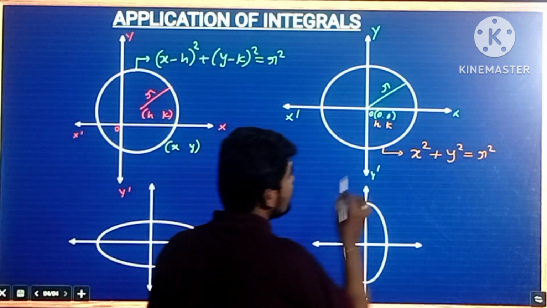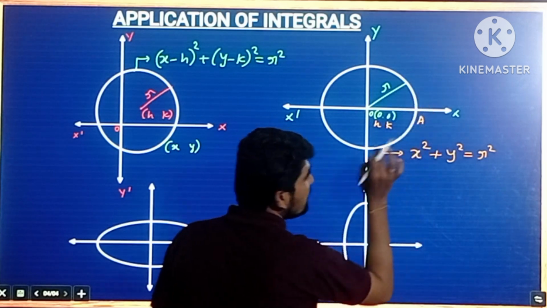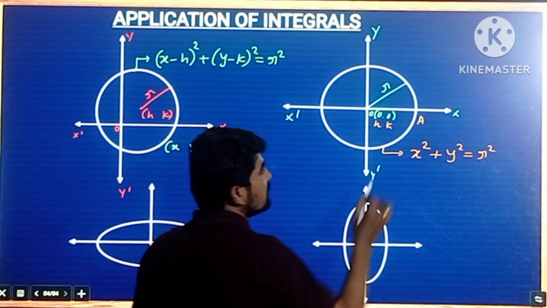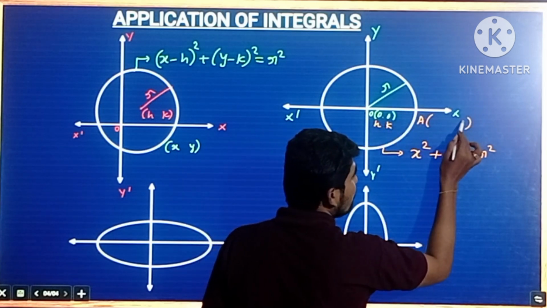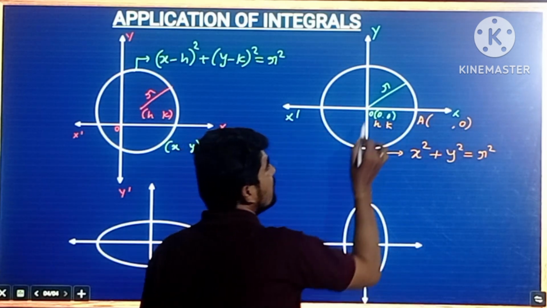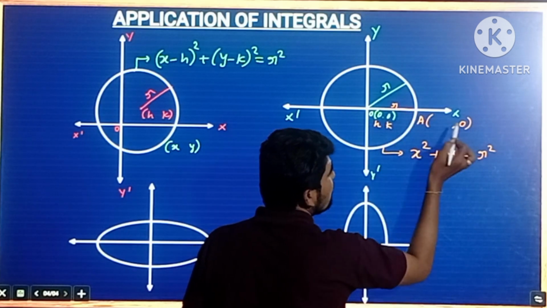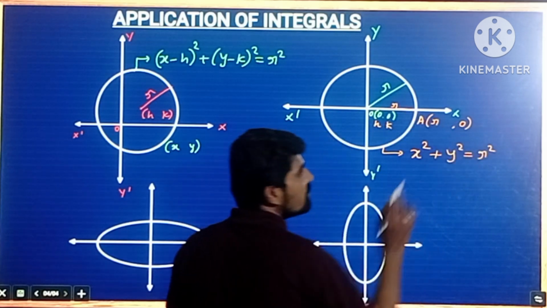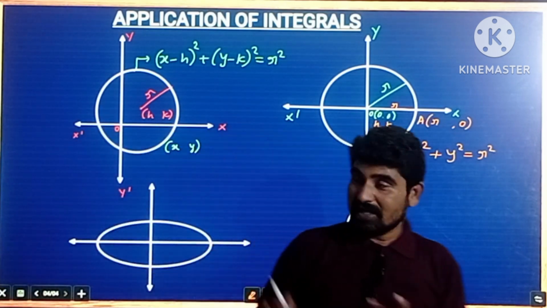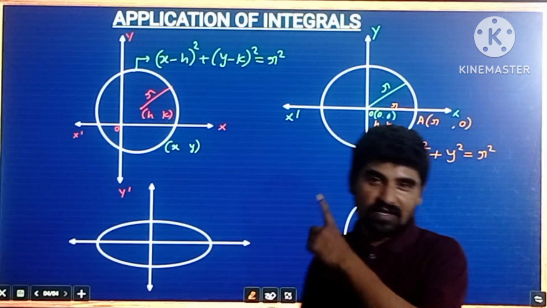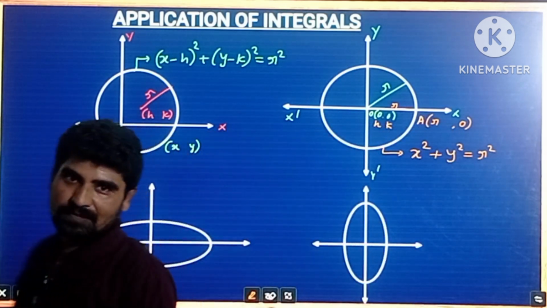One more thing you need to observe here. A is the point of intersection of the x-axis and this circle. It means A is a point on the x-axis, therefore its y coordinate is 0. And this length OA is the radius of the circle, equal to r, therefore the coordinates of point A are (r, 0). I hope all of you understood. So this much data is enough for the circle to solve problems on the basis of application of integrals. Let's see the second one, the ellipse.